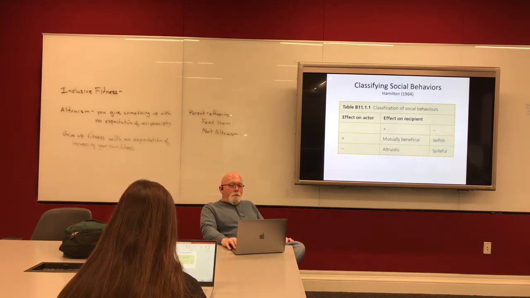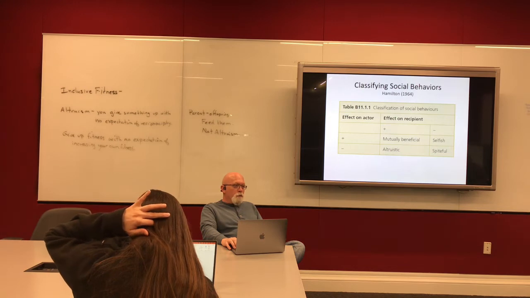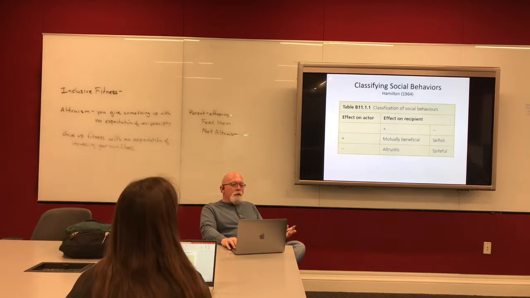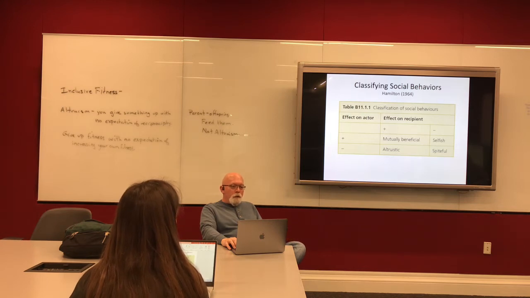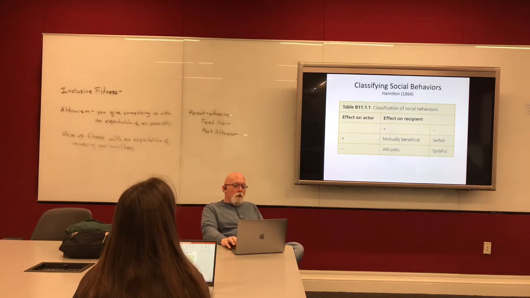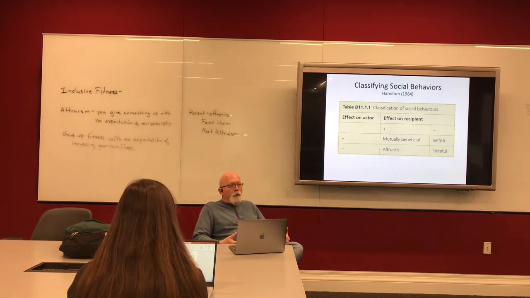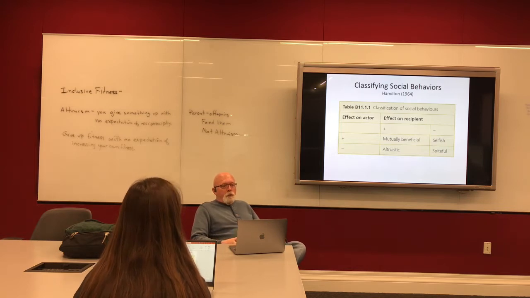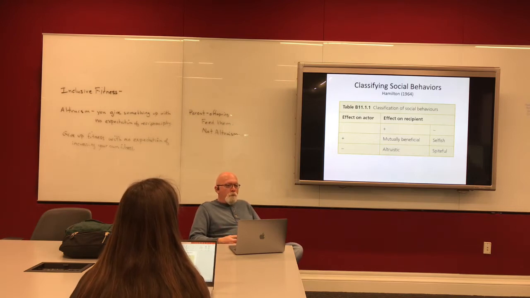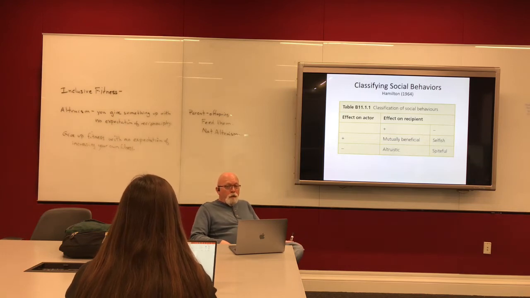A positive act of an actor that has negative effects on the recipient would be viewed as selfish behavior, and a negative effect of an actor that has a negative effect on a recipient would be a spiteful sort of interaction. So it's pretty easy to understand mutually beneficial and selfish behaviors. It's harder to understand altruistic and spiteful behaviors, which is why your book spends a whole chapter on altruism and spite. Altruism, where you take a fitness hit to benefit somebody else, and spite, where you take a negative hit just so you can inflict a negative hit on somebody else.